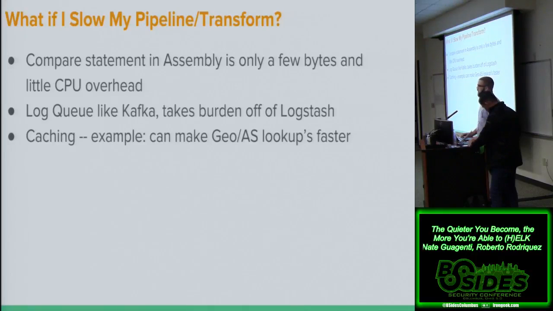You have a log queue like Kafka or Redis, some other database in front, taking the pressure off something like Logstash or your Elasticsearch or any database you have, so it doesn't have to ingest those events at the same time, transform all of them, and then cache. Some of the slowest things are GeoIP lookups and AS lookups, so caching will help with that.